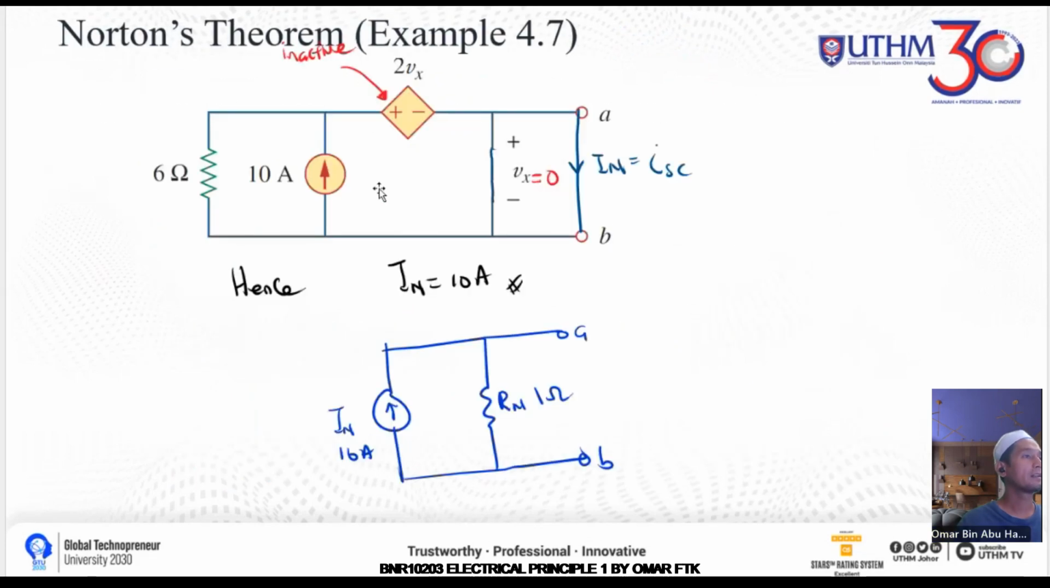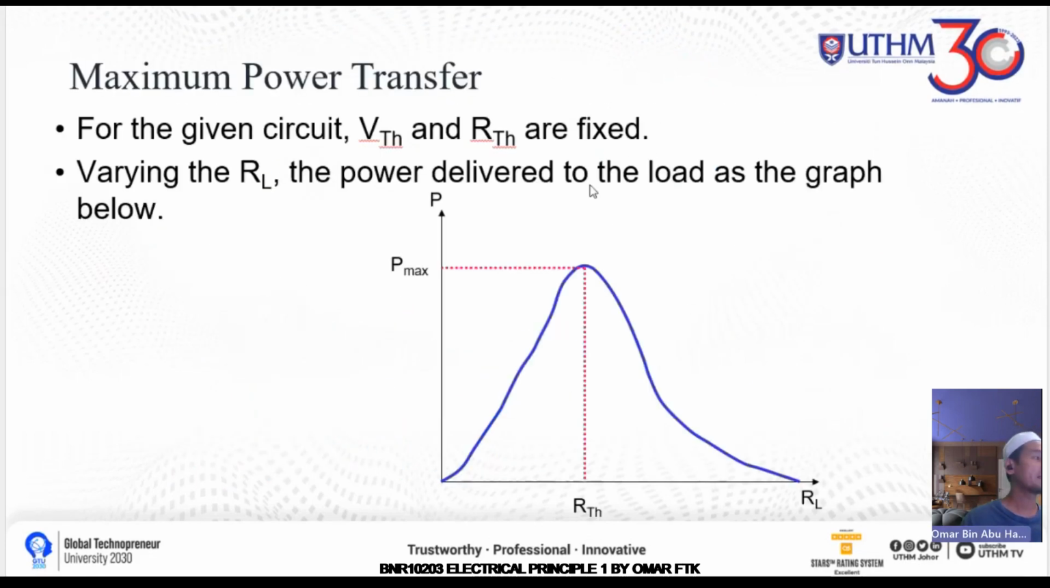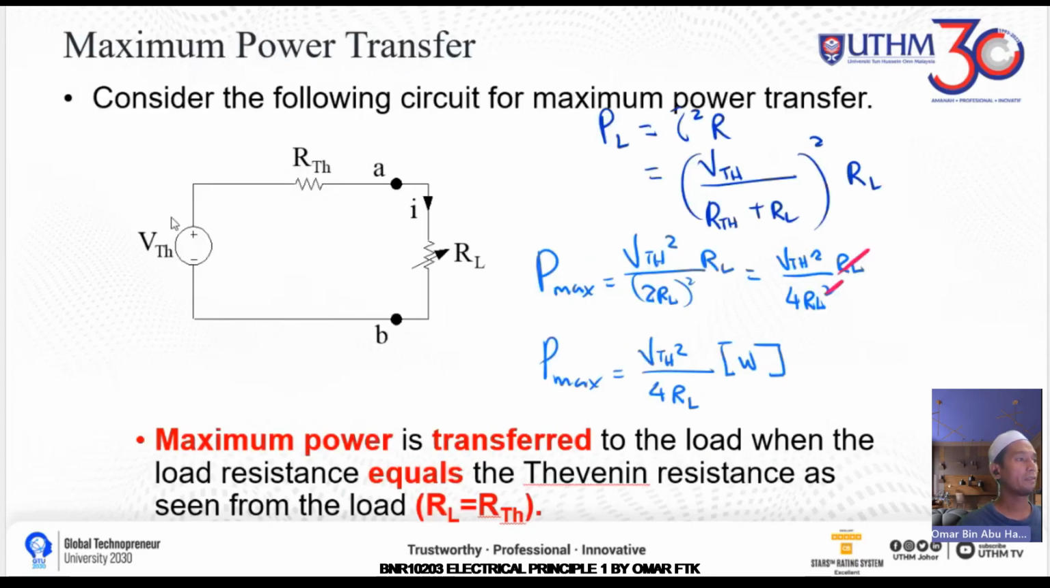Okay, the last part in this chapter is maximum power transfer. Let's say we have this circuit, with the voltage source and the current source, the resistor, and then we also have RL, a variable resistor whose value we can vary.